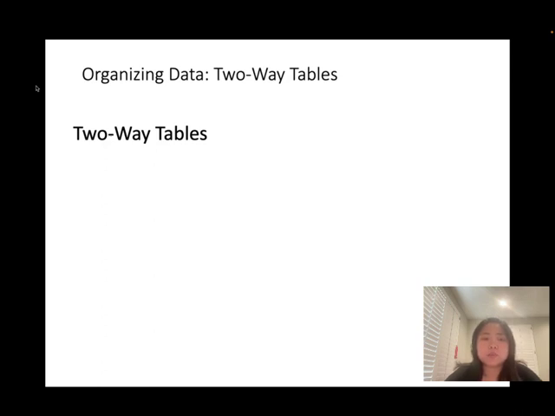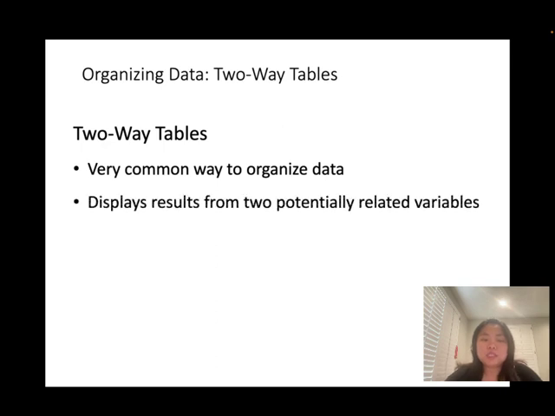What is a two-way table? It is a very common way to organize data and displays results from two potentially related variables. So a two-way table contains two variables, and it shows the combinations of the variables. Let's look at this example of a two-way table.